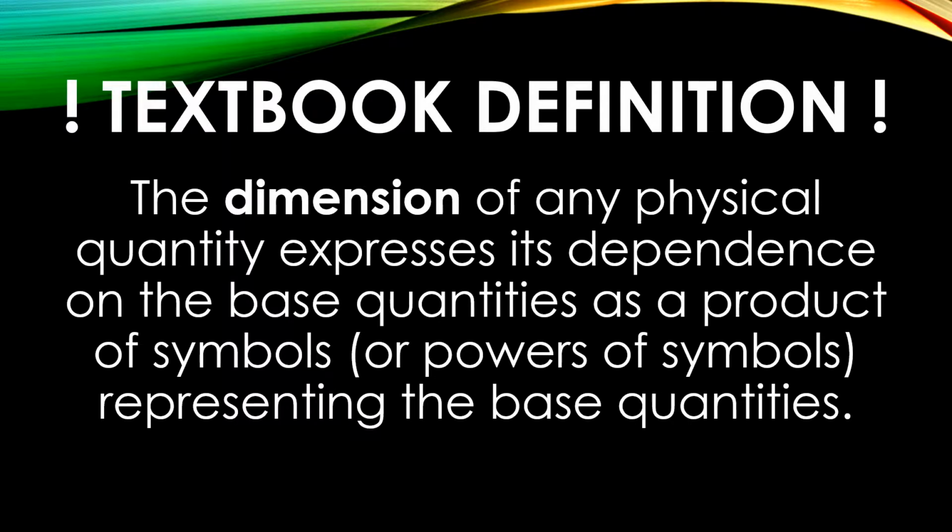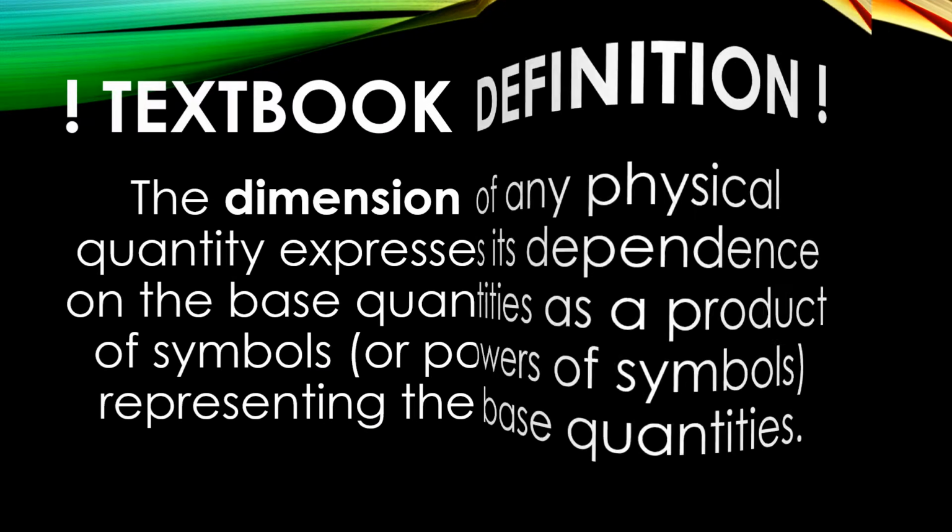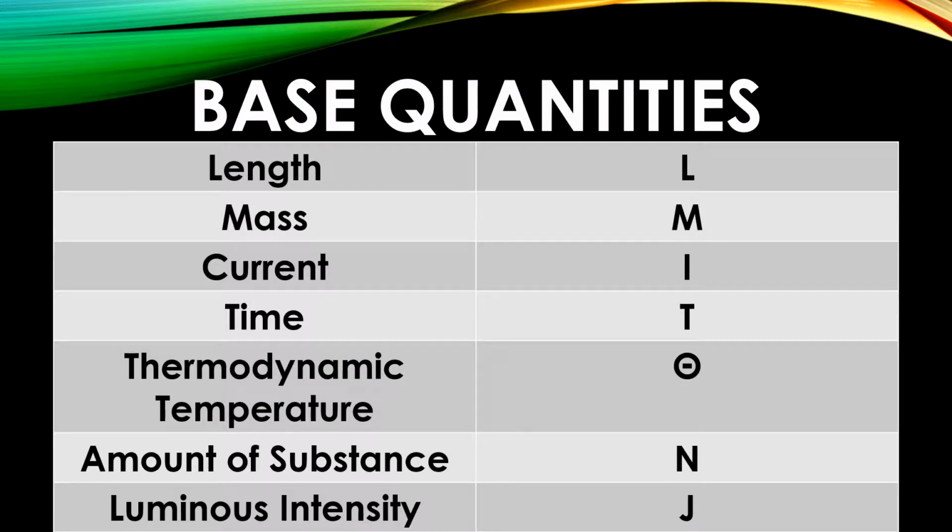First, we're going to start off by talking about what dimension is. The dimension of any physical quantity expresses its dependence on the base quantities as a product of symbols or powers of symbols representing the base quantities. But what are these base quantities? These are length, mass, time, current, thermodynamic temperature, amount of substance, and luminous intensity, and are represented by the symbols you see here. All measurements can be broken down into combinations of these base quantities, and they obey the rules of algebra.